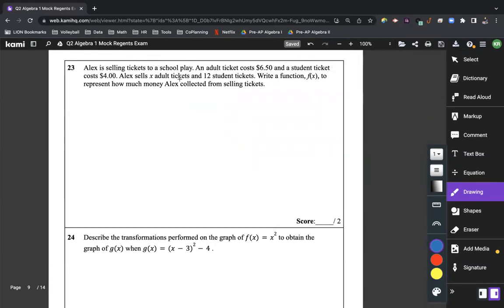Alex is selling tickets to a school play. An adult ticket costs $6.50 and a student ticket costs $4. Alex sells x adult tickets and 12 student tickets. Write a function f of x to represent how much money Alex collected from selling tickets. So I know that x represents the adult tickets, right? And those cost $6.50. So I can essentially just write 6.50x, okay? It doesn't give me a variable for the student tickets.